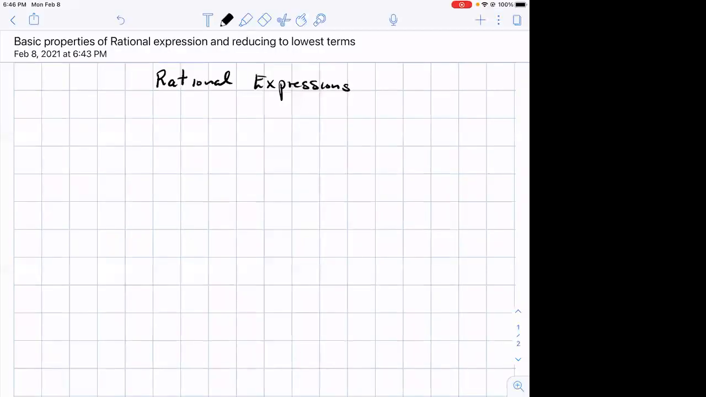Hello there. We will look at rational expressions now. We'll look at the basic properties of rational expressions and how we reduce rational expressions to the lowest terms. The two basic properties associated with rational expressions go on to apply one of the properties, how to reduce to the lowest terms, as we said, right?